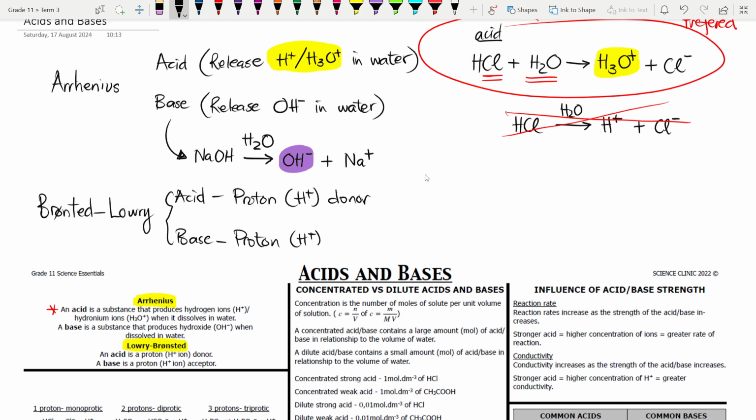The proton is still the H plus acceptor. So it's a matter of being comfortable with the definition. Arrhenius, a base will release OH minus, an acid will release H3O plus. Those are different, but for Lowry Bronsted, an acid will donate H plus. A base will take that H plus from the acid. So an example of that, let's say we have this acid-base reaction.